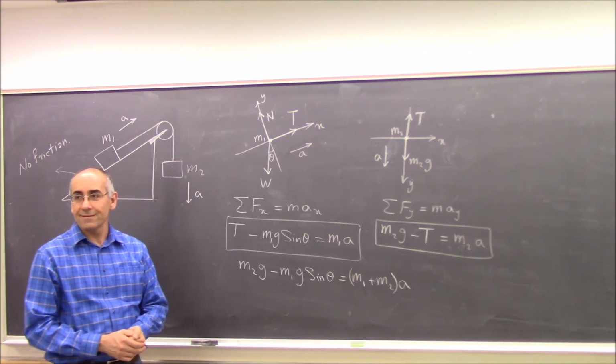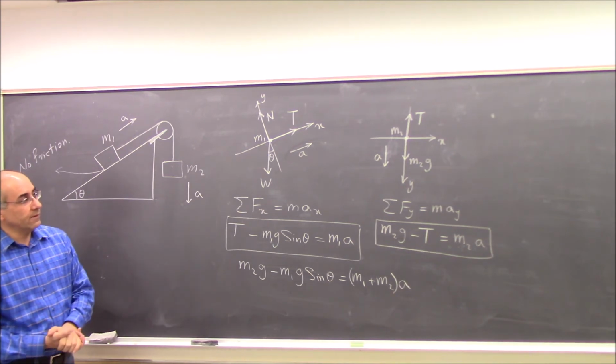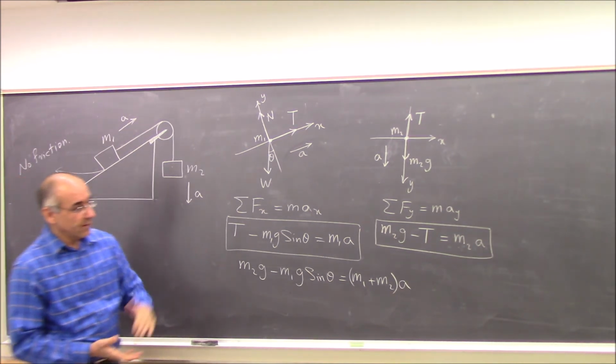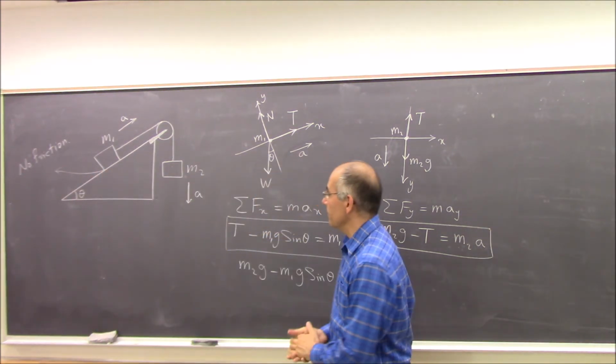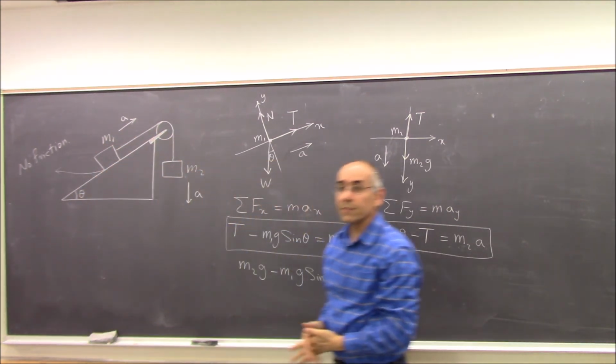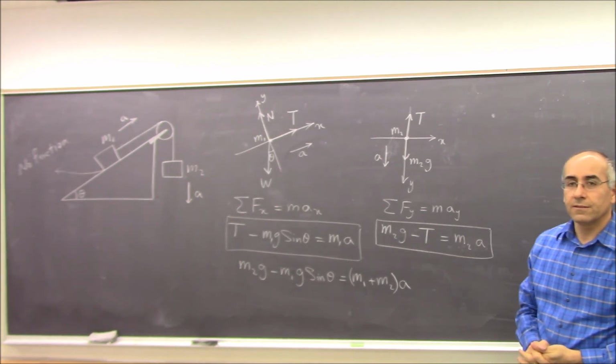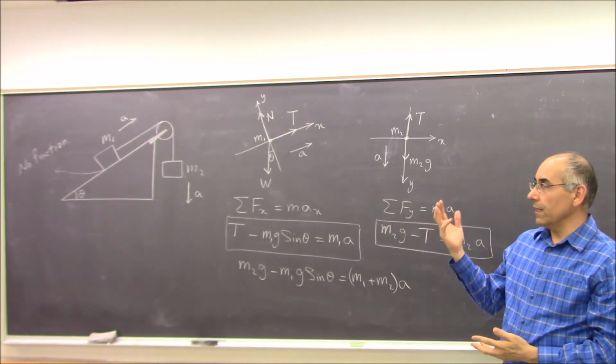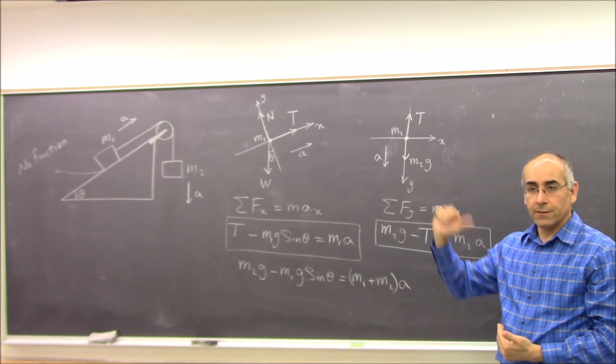Does that make sense? Applying Newton's law directly for each one and adding things together actually makes you cancel the internal force, that is the tension force here. The tension force that M2 applies on M1, and M1 applies on M2, right?